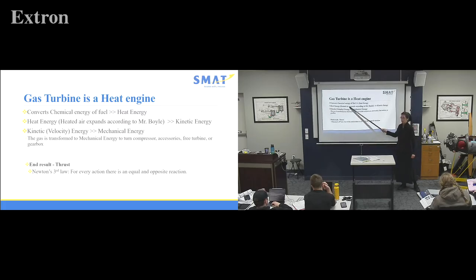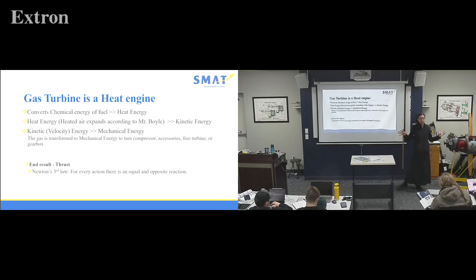Heat energy, here's something very important. What happens when we heat a gas up? Expands. Like that. According to Mr. Boyle, and according to the truth, it expands. And now we have kinetic moving energy. That kinetic energy is funneled to what missing component right here?